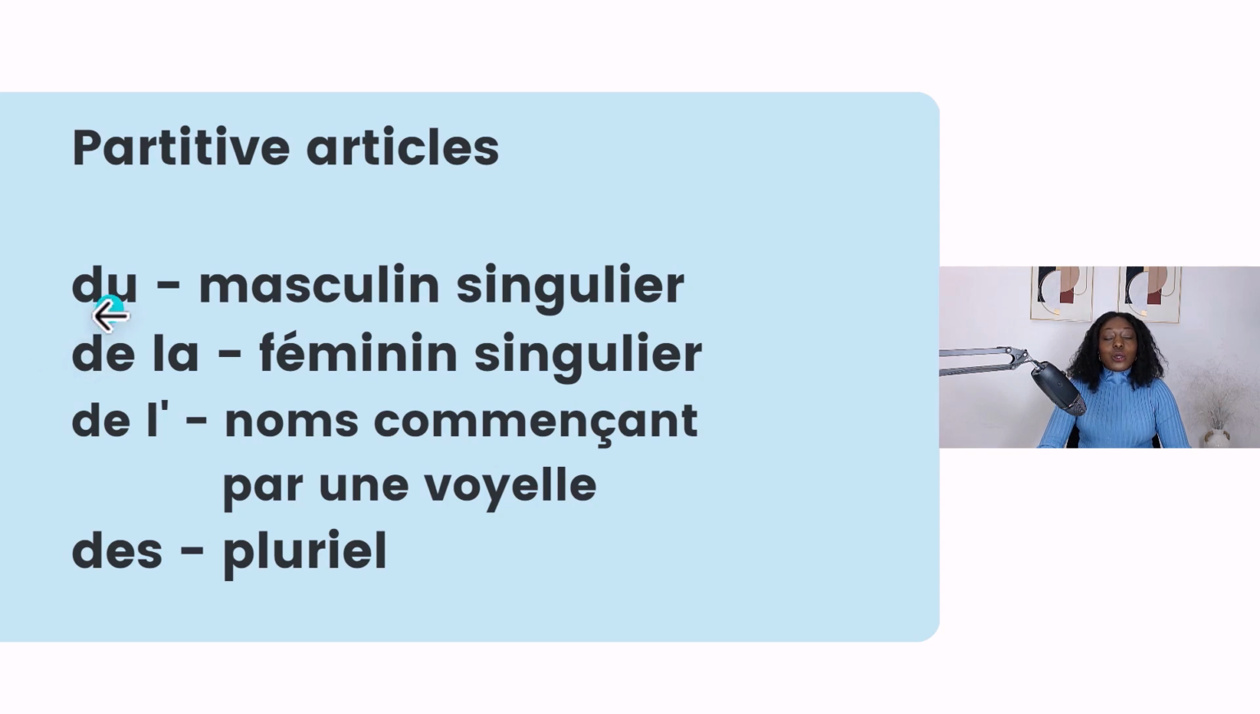The first article du is for masculine singular nouns. De la is for feminine singular nouns. De l' is for all the nouns which begin with a vowel or silent H. And finally, des is for plural nouns. Let's look at some examples.